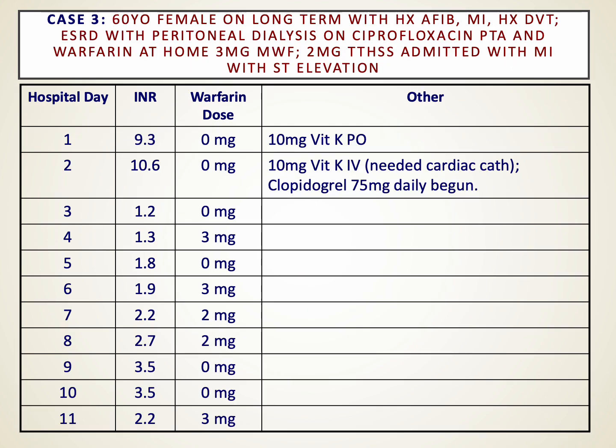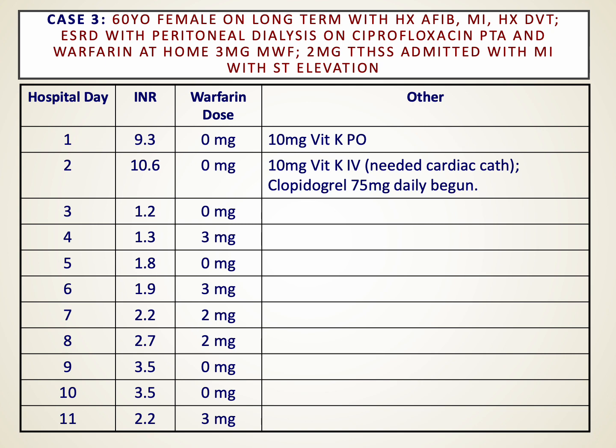Here's a third case, a 60-year-old female with a long-term history of AFib and other cardiovascular and DVT history. She's on dialysis. She starts on antibiotics, Cipro, and her INR jumped up high because she started on antibiotics. It's a classic drug interaction we see pretty frequently. Her INR comes in very high, so she gets some vitamin K as an antidote. She gets even more vitamin K because it keeps going up, and she needs to go to cardiac cath. And she gets clopidogrel because we're thinking she may have had a heart attack, and it comes right down.